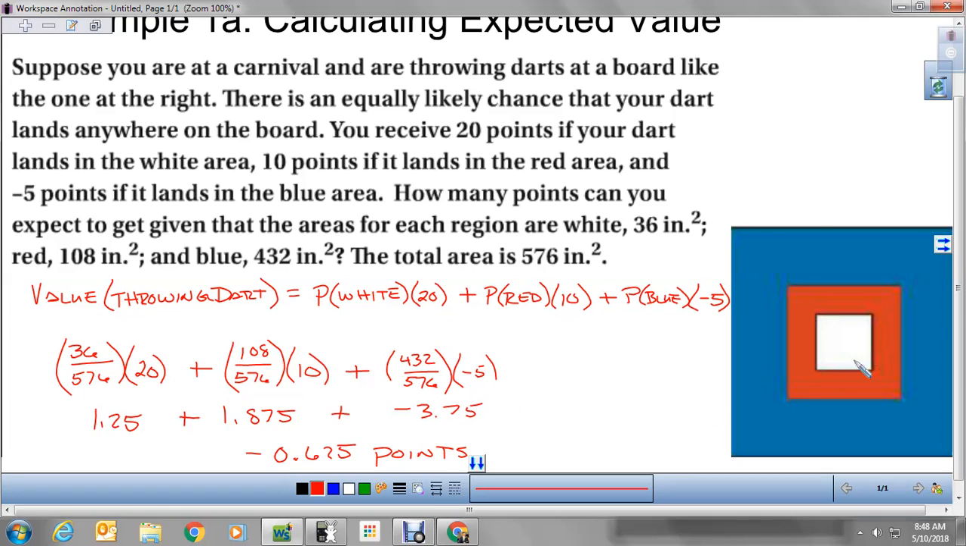Because of the way I have this set up, you're going to have a greater chance to lose than you are to win, which is going to be true for most games that you play. The advantage is never with the person who's playing, it's always with the game itself. So let's take a look at our next one. Remember, take the probability times the point value for each one, add them up, and that gives us our expected value.